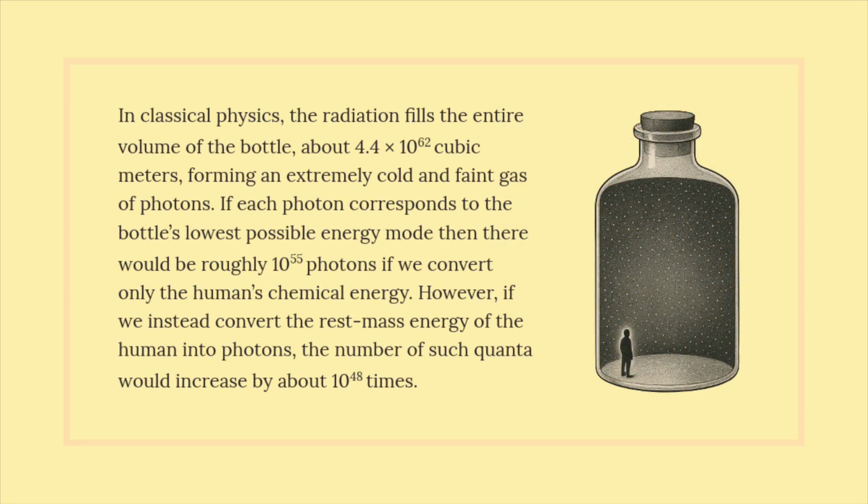In classical physics, the radiation fills the entire volume of the bottle, about 4.4 times 10 to the 62 cubic meters, forming an extremely cold and faint gas of photons. If each photon corresponds to the bottle's lowest possible energy mode, then there would be roughly 10 to the 55 photons if we convert only the human's chemical energy. However, if we instead convert the rest mass energy of the human into photons, the number of such quanta would increase by about 10 to the 48 times.